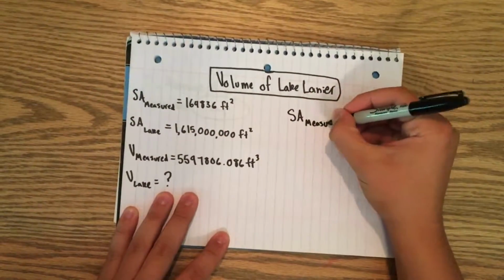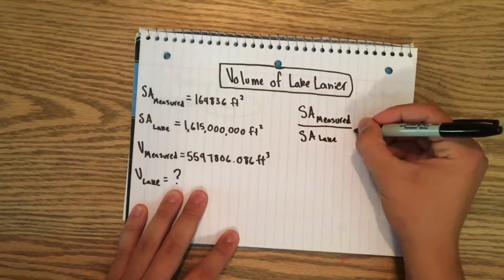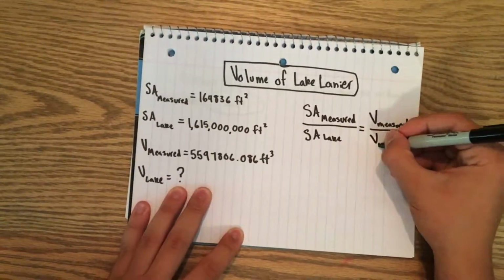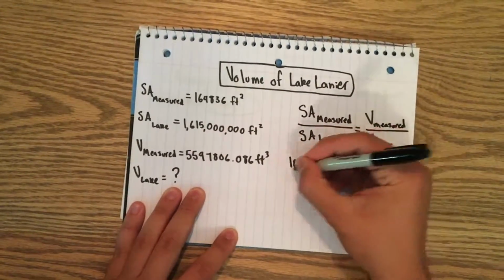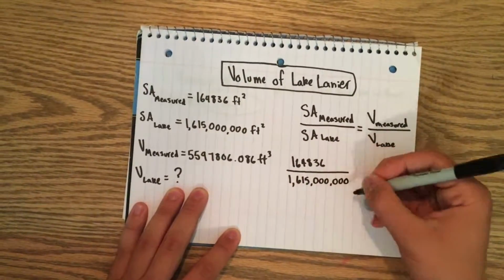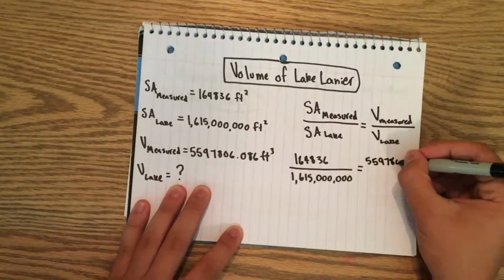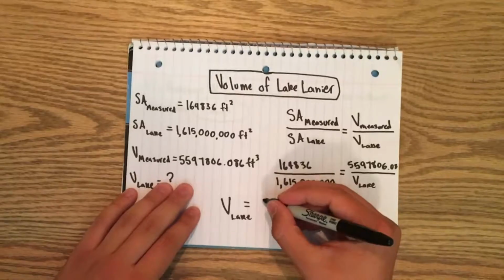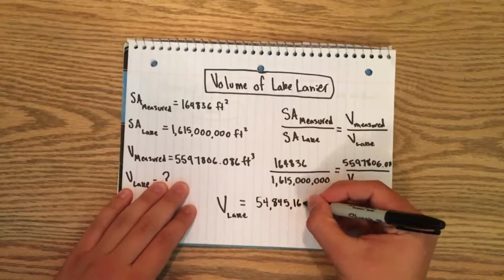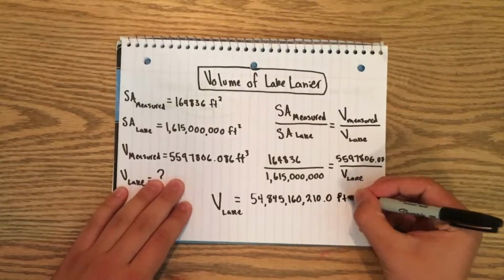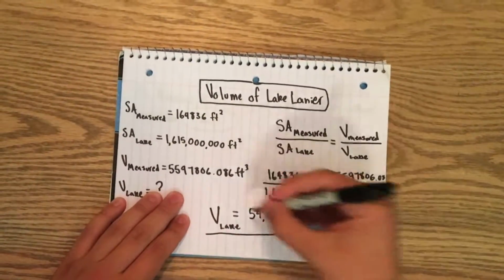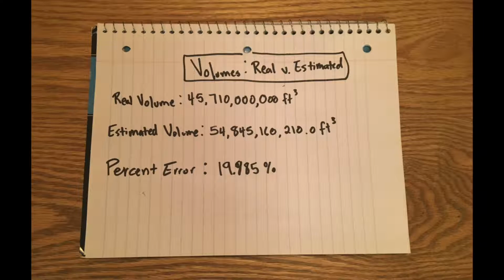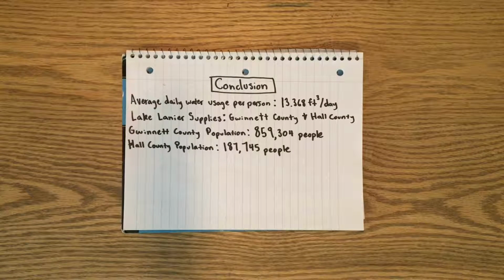Using the surface area we measured and the given surface area of the lake, we made a proportion of surface area equaling volume. After using this proportion, the calculated volume of the lake is 54,845,160.21 feet cubed, which is very close to the actual volume of the lake, which is 45,710,000,000 feet cubed.